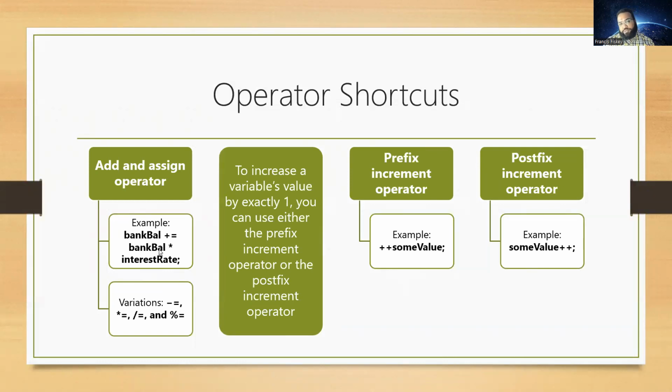Now, what does that actually mean? Well, plus equals means, and if I wrote this out long form, it would be bank bow equals bank bow plus bank bow times interest rate. Basically, what you're saying is I want to add bank bow to whatever is in that equation on the right. And this can be done with subtraction, multiplication, division, and modulus as well.